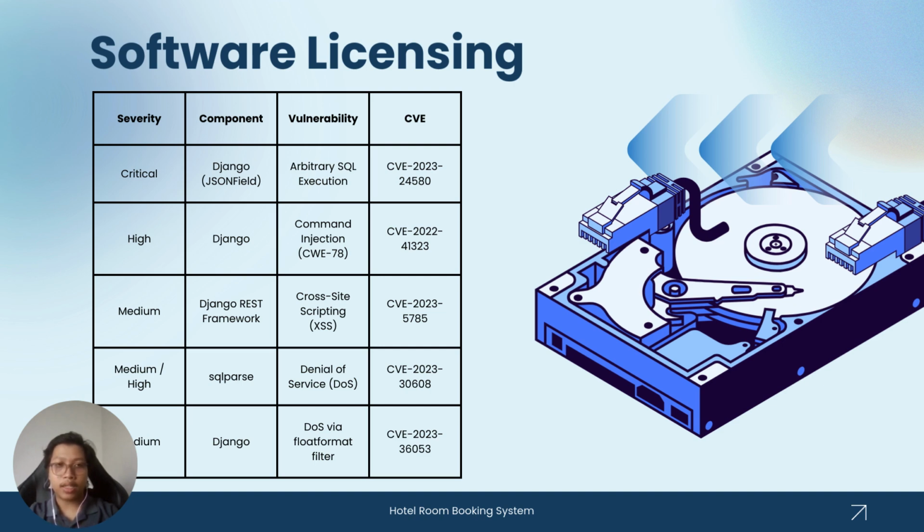41323. Several medium severity issues were also identified, including cross-site scripting in the Django REST framework, denial of service vulnerability in SQL parse, and those issues related to the Django float format filter. This finding indicates that even widely used frameworks can introduce significant risks if not properly updated.